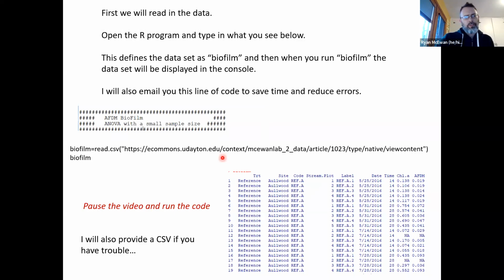But in this particular case, since it's reading into a website, and I think there might be security issues or something in some cases, I'll give you the CSV file.